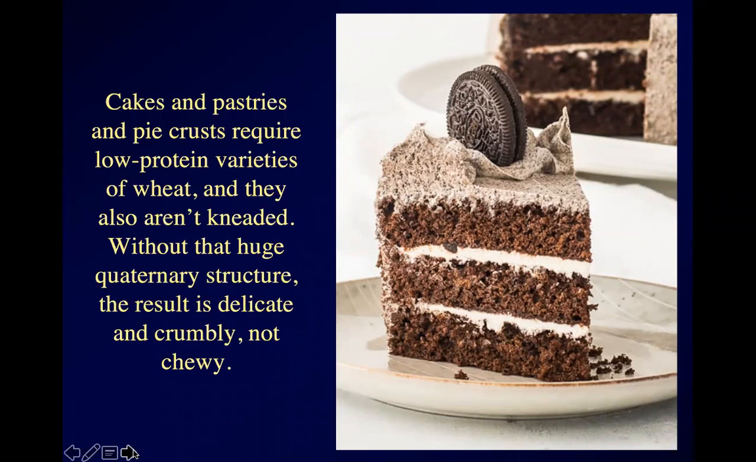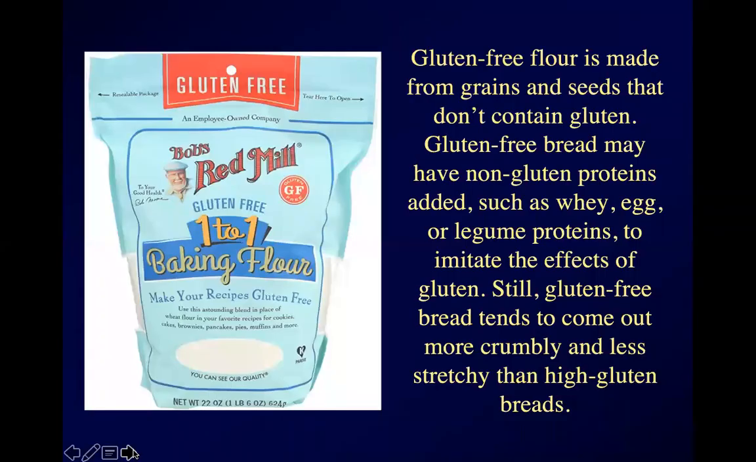And the difference has to do with the amounts of proteins in the wheat. In our household, I always bake with gluten-free flour that usually has non-gluten proteins added. Sometimes it's whey. That's proteins from whey, which is what's left over after you make cheese. They might have egg or legume proteins like bean or pea flour added to imitate the effects of gluten.